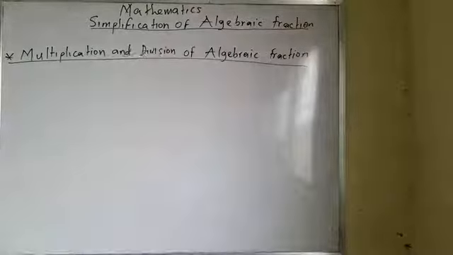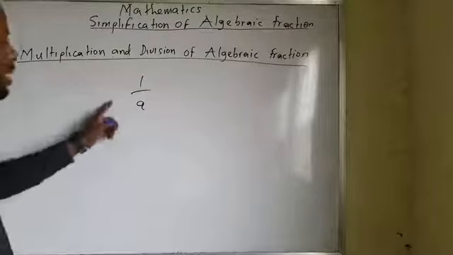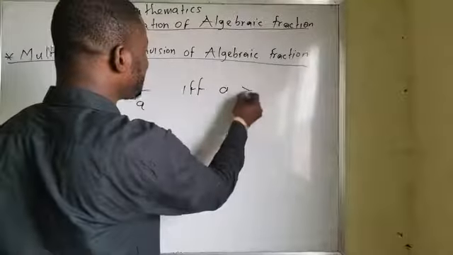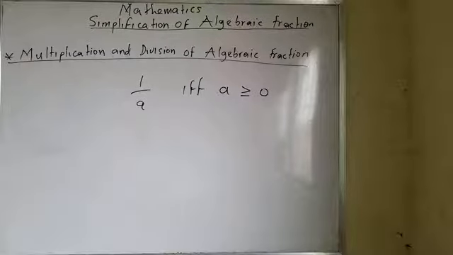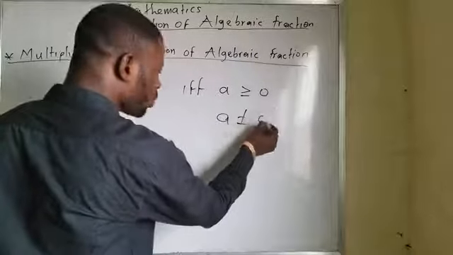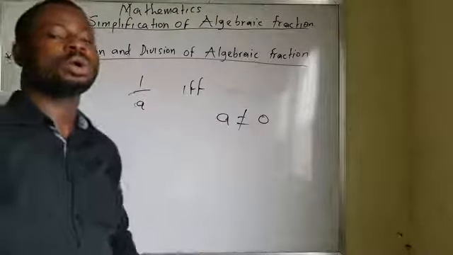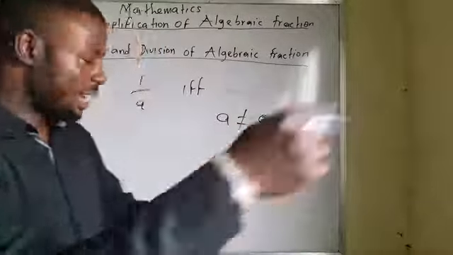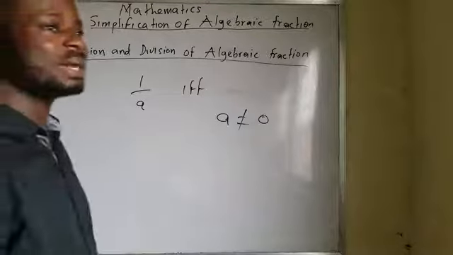But let me tell you something about algebra. When I have 1 all over a, this can remain as it is if and only if my a is not equal to 0. My a must not be equal to 0. That's what I'm trying to say. When it becomes equal to 0, that is where we talk about undefined and defined. There are some problems on that. There are videos on that under limits that you will understand that part very well.